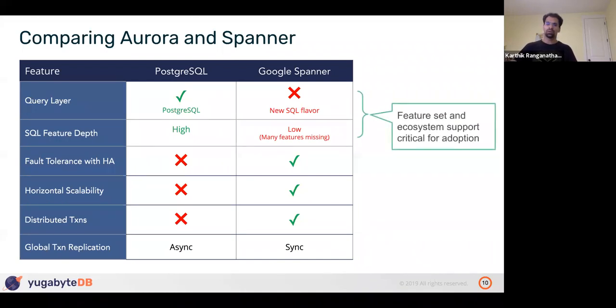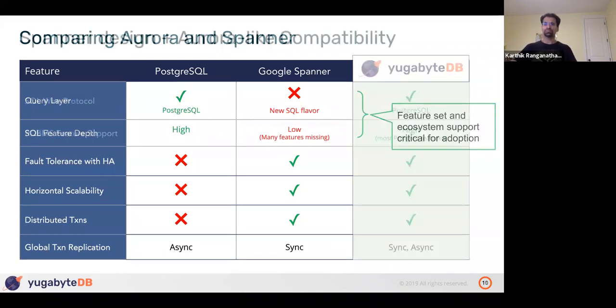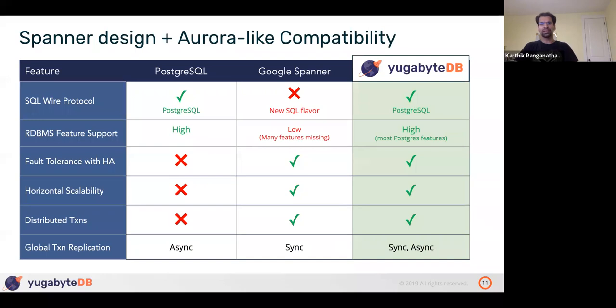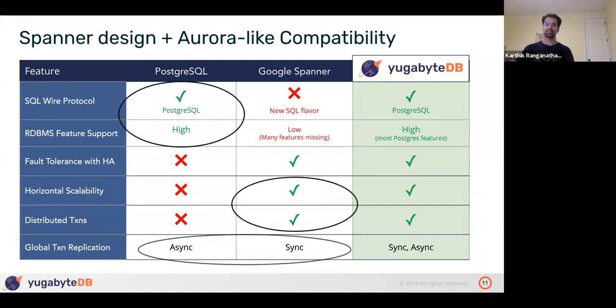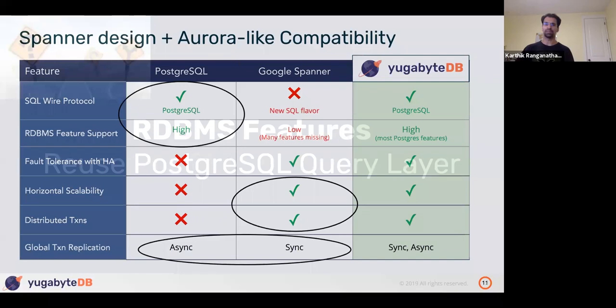So what did we do? The first thing that we wanted to do in Yugabyte was retain everything in Postgres and all of the stuff that's unique to Google Spanner. So that's what we want to mix. And as far as global transactional replication semantics go, we wanted to do both synchronous and asynchronous because it's pretty useful in a lot of scenarios, right? So that's our design compatibility matrix. Okay, so those are the aspects that we picked from each of the databases.